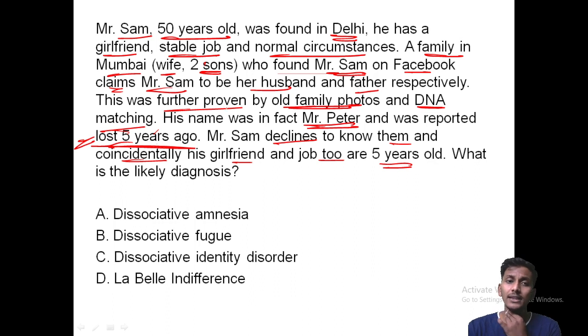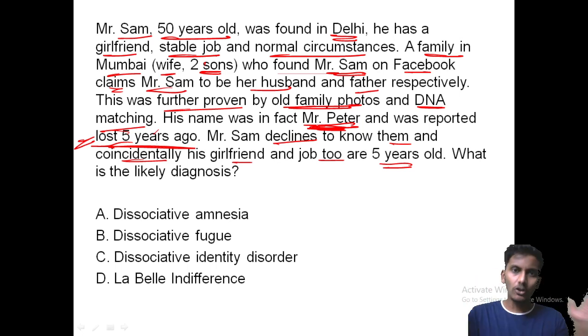And this was proven that this Mr. Sam is in fact Mr. Peter, and he is her husband or their father, with old family photos. DNA matching was also done. So ab iska kya hai ki ye Mr. Peter hai actually, jo 5 saal pehle kho gaya tha. He came from Mumbai to Delhi to a completely new place, and he attained a new personality. He forgot about everything else.